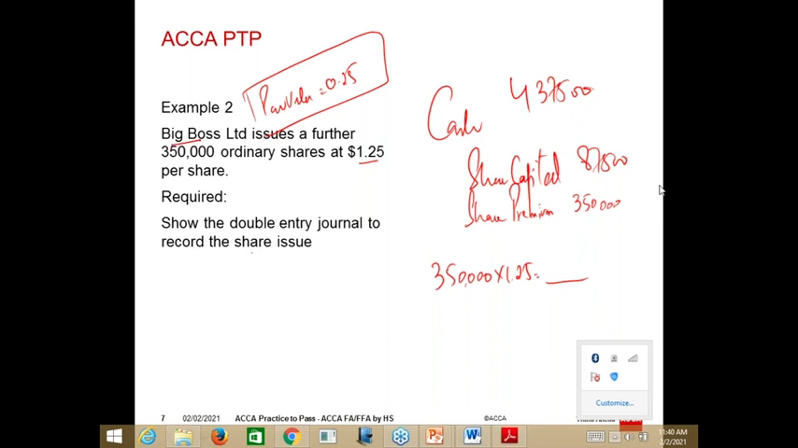Is it done? Right. So I request all of you, please do participate in these calculations, because if you participate in the calculation process, then you will enjoy the session. Otherwise, it will be a boring session.